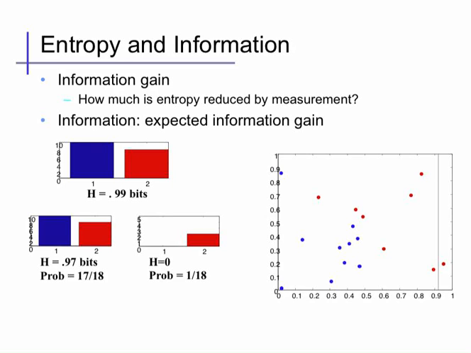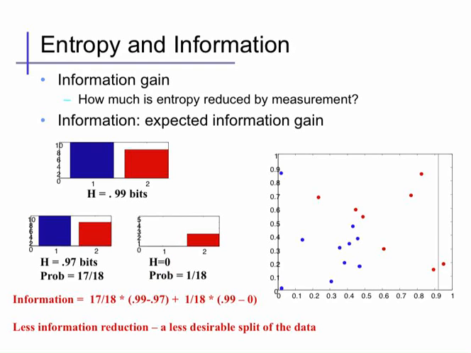On the other hand, the right-hand branch over here has only 1 point. So it's probability 1/18ths that will fall in that box. And again, it's deterministic, so its entropy is 0. And if you calculate the information gain, you find that 17/18ths times this difference in entropy plus 1/18ths times this difference in entropy is significantly smaller than the information gain in the previous slide. So that indicates that this is a less desirable split of data. The split has told us less about the class variable than a different split would have.